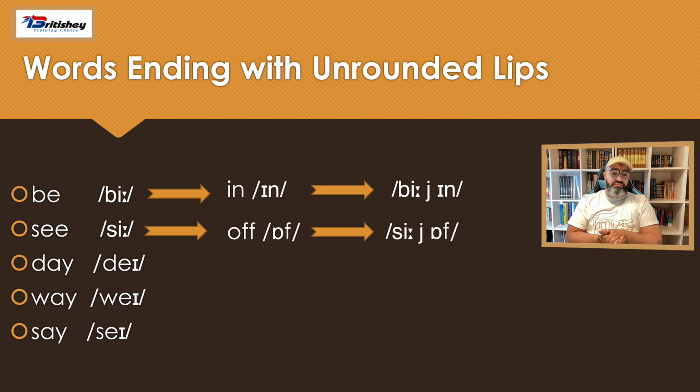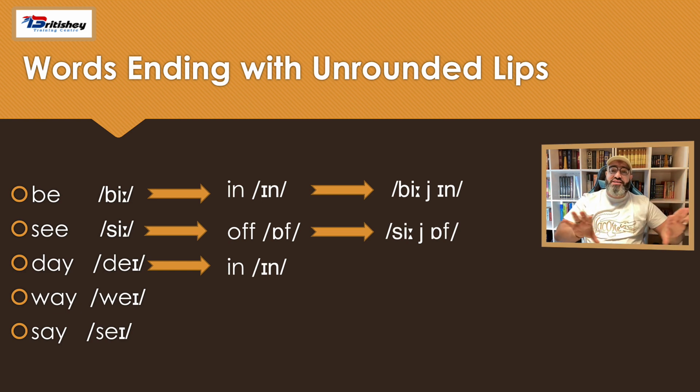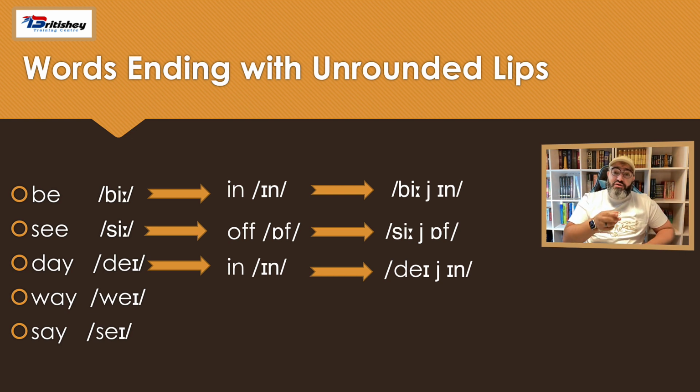C-yoff. Now let's go to day. And imagine that we want to add in. I don't want to say day in, with a glottal sound. No, I don't want this glottal sound. So it will be day-yin, and it will be like that. Day-yin. So the yah here is an intrusive sound added because the first word ends in a vowel that is unrounded and followed, of course, by another vowel.